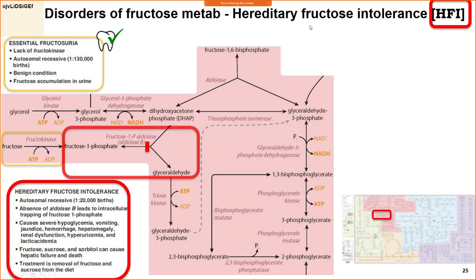HFI, hereditary fructose intolerance, is deficiency in this fructose 1P aldolase or aldolase B. It's 1 in 20,000 births. It causes severe hypoglycemia, vomiting, and fructose, sucrose, and sorbitol can cause liver failure and death. So the treatment is to remove fructose and sucrose from the diet.